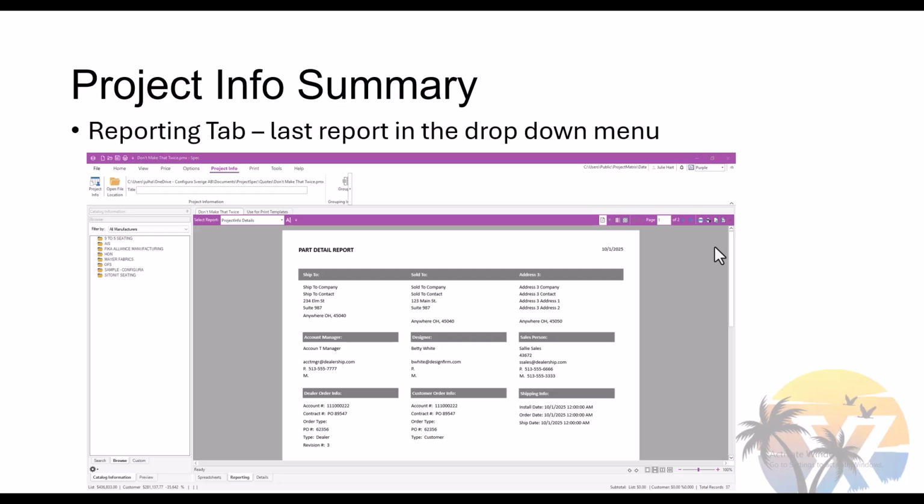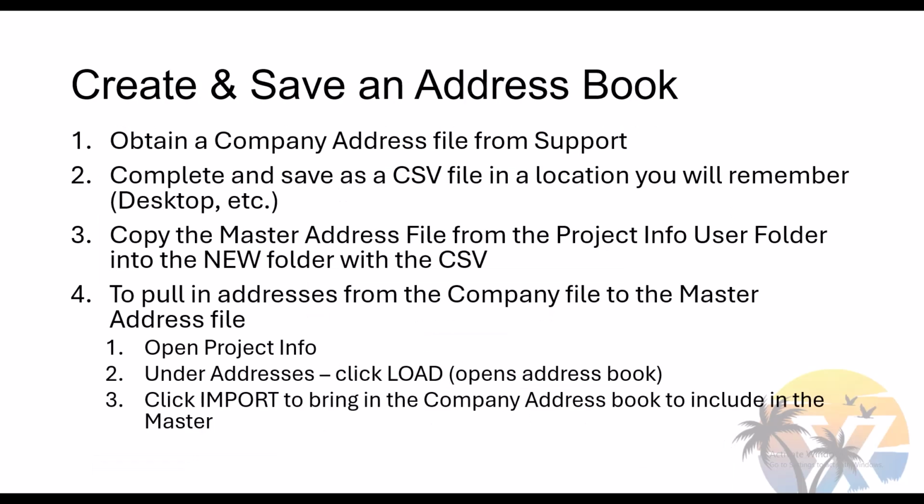So here is just a visual of what that project info details report looks like. You can print this directly from your reporting tab in Spec. It's this tab down here, down by your spreadsheet tab. So down at the bottom of your Spec window, there's a reporting tab. Click your drop down so that it goes to project info details, and then it's going to preview all of the project information there. To print that, simply select your print buttons from here.